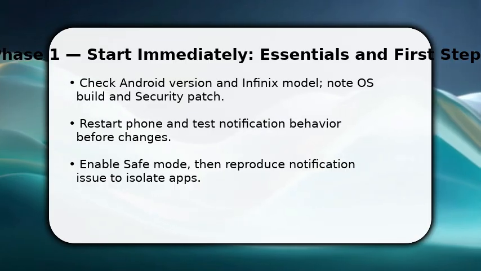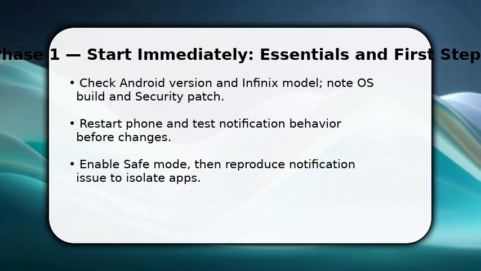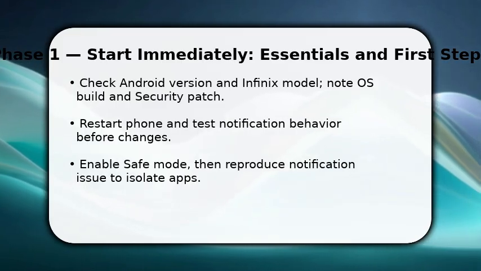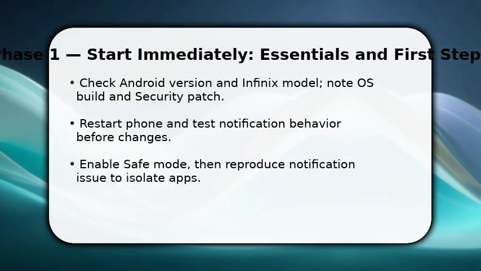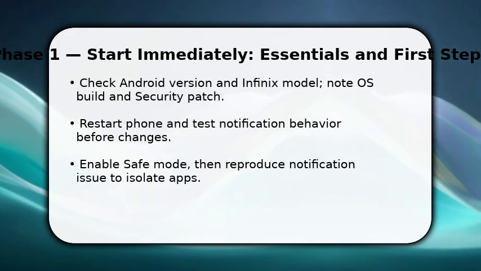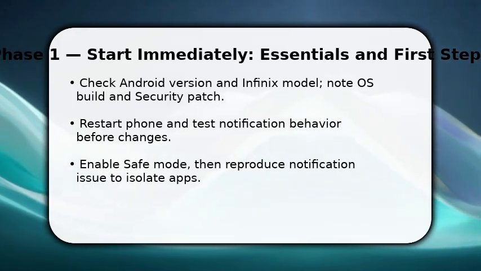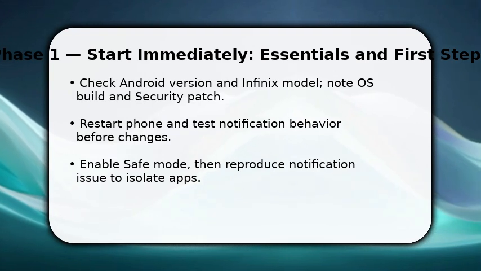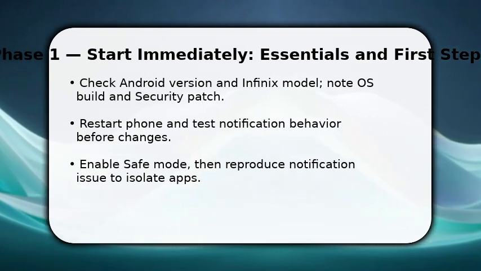Once done, boot into safe mode to disable third-party apps temporarily. This isolates whether an app is blocking the notification bar. If notifications appear in safe mode, make a list of recently installed or updated apps. You will address them in the next step.